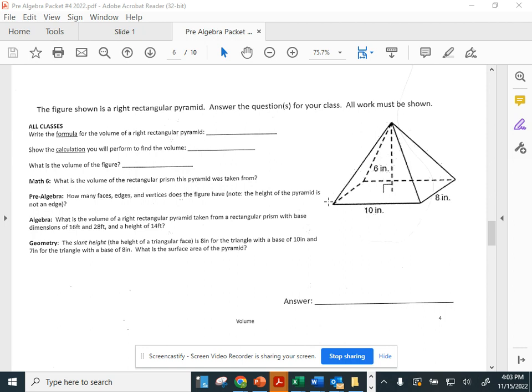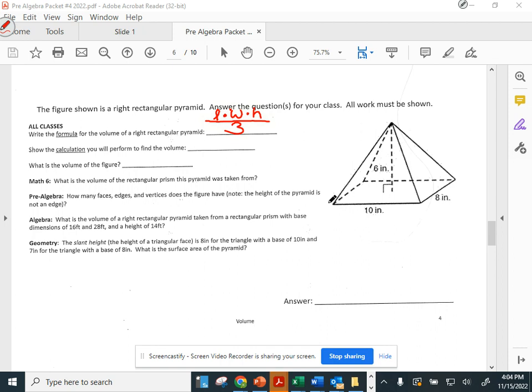So it says now we need to know the formula for the volume of that right rectangular prism. So the volume equals the length times the width times the height. But because it's a pyramid, that triangle shape, we're going to divide it by 3. Because those triangles, we're taking out those 3 sides out for that pyramid. So we're going to do length times width times height divided by 3.